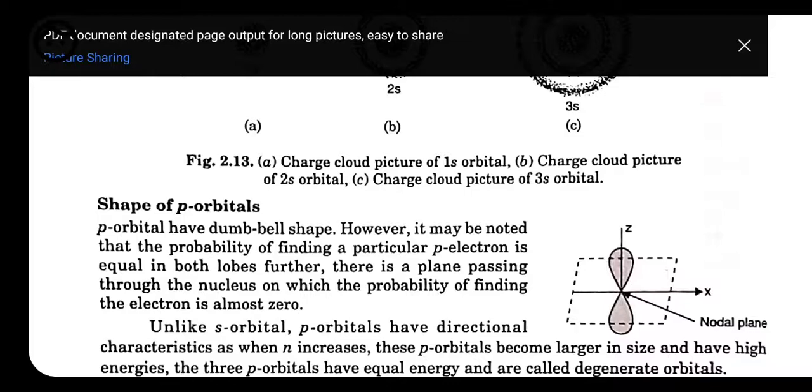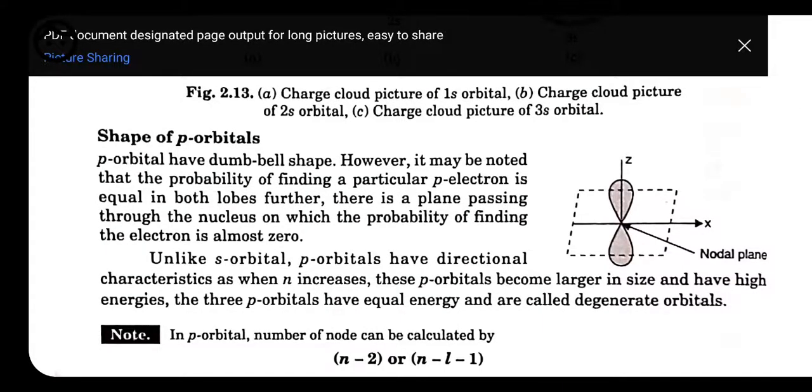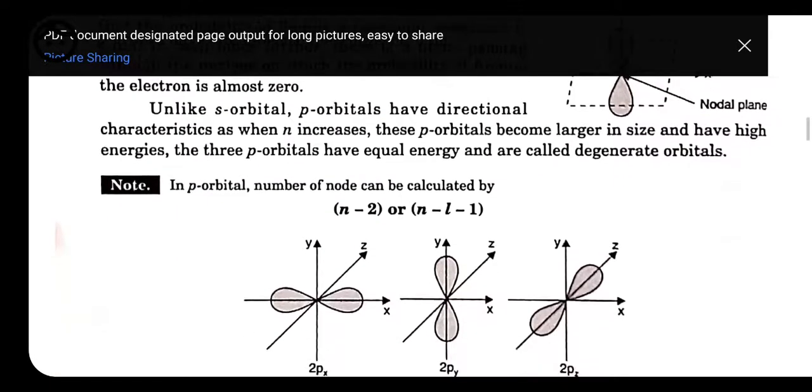If the value of l is 1, then m, the magnetic quantum number, depends on the azimuthal quantum number. So m will be equal to -1, 0 and +1. It means there are three orientations in x, y and z. In all three coordinates it has an orientation, and the p orbital has three components, that is px, py and pz.